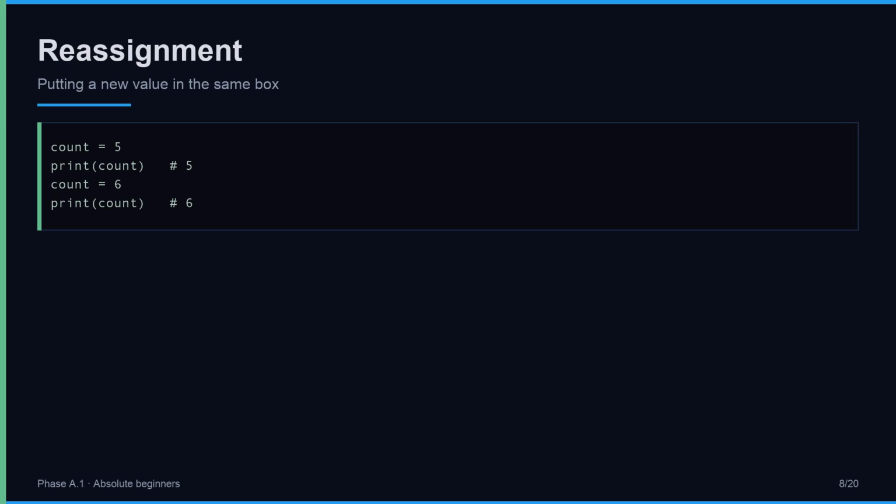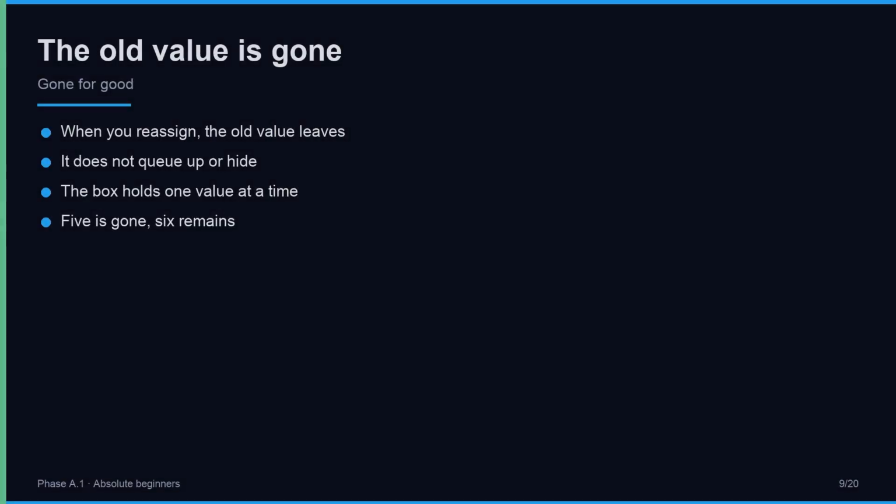Because equals is an action, you can do it more than once to the same box. That is called reassignment. First we put 5 into count, and it holds 5. Then we put 6 into the very same count, and the new value overwrites the old. From now on, count holds 6, and 5 is gone. The box keeps its name, but its contents are replaced. Reassignment is assignment performed again on a box that already exists. Refill the same box.